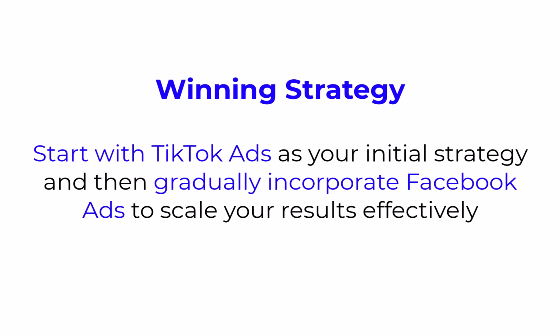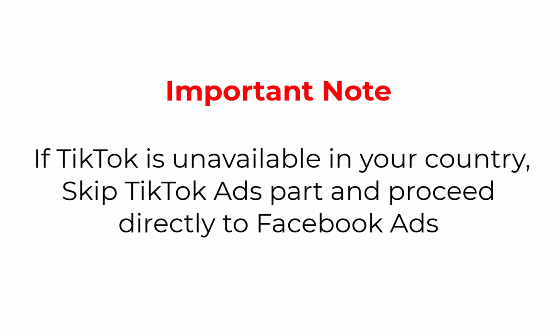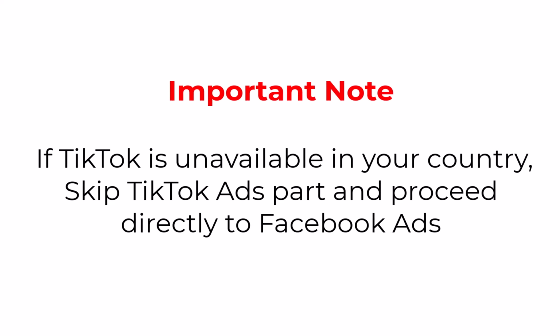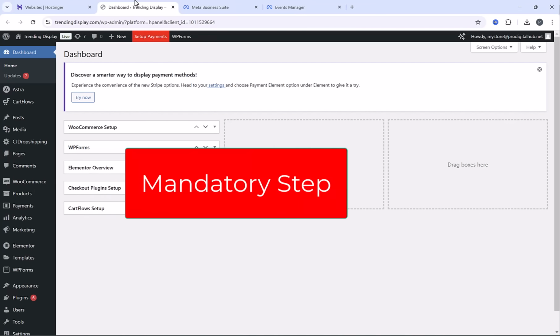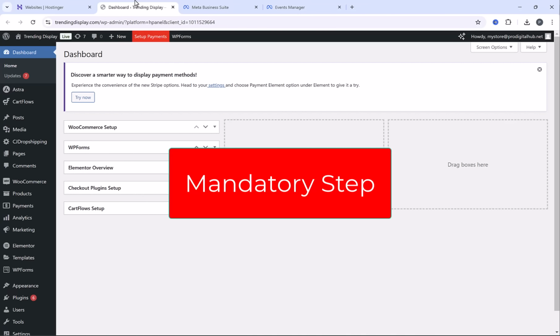The plan is to start with TikTok ads as your initial strategy, and then gradually incorporate Facebook ads to scale your results effectively. Important note: if TikTok is unavailable in your country, skip TikTok ads part and proceed directly to Facebook ads. Before diving into running ads, you'll need to install a plugin that connects your ad account's pixel to your store. This is a mandatory step for all users before launching ads on TikTok and Facebook.